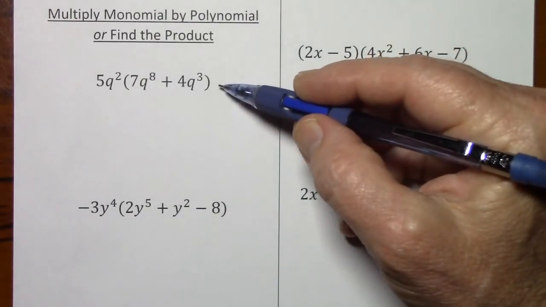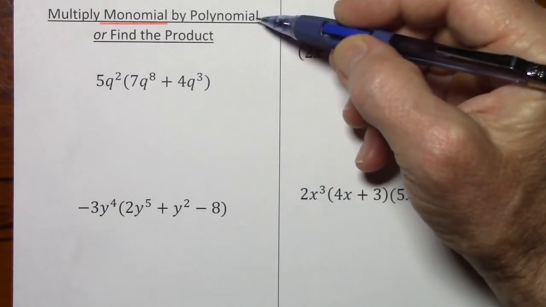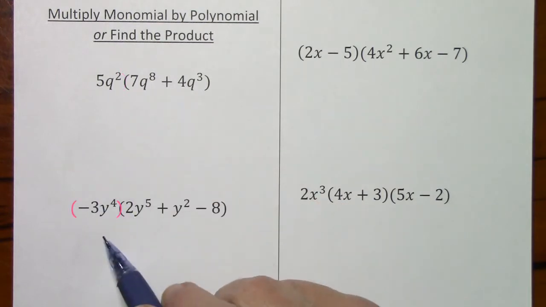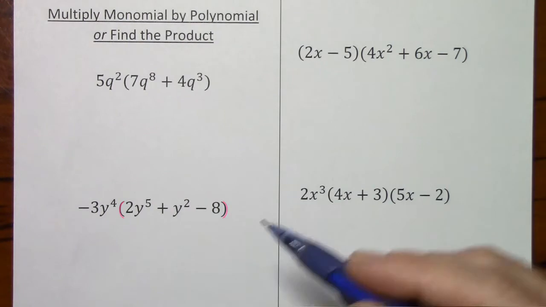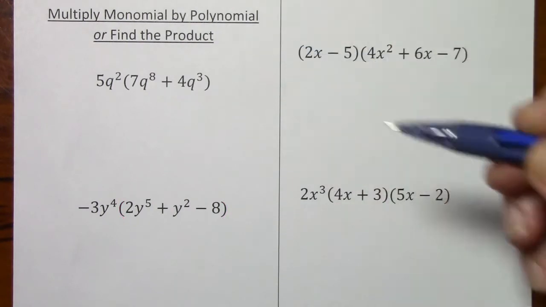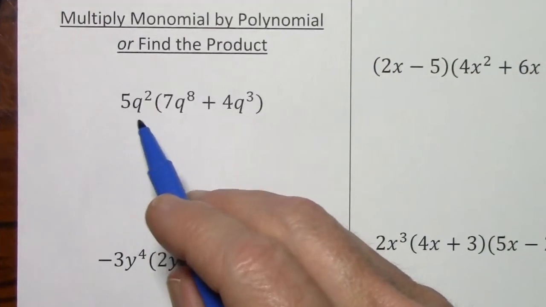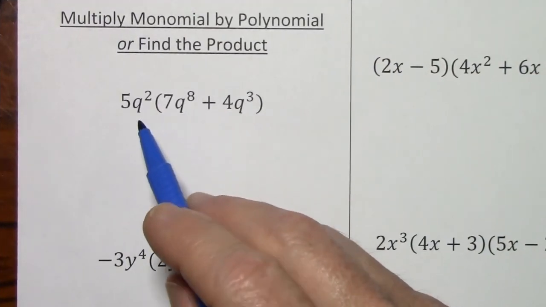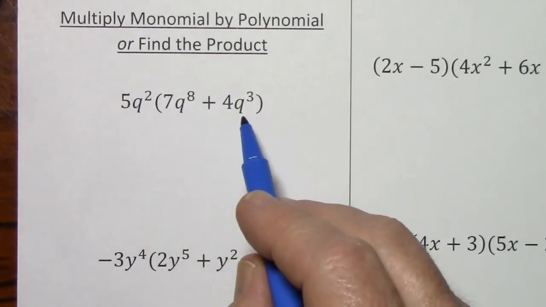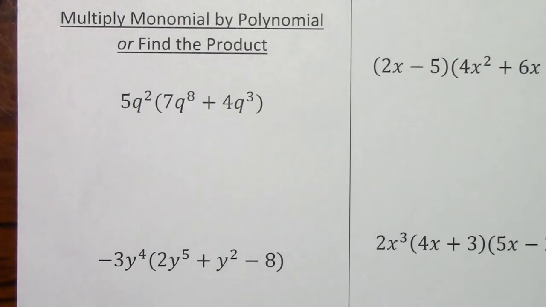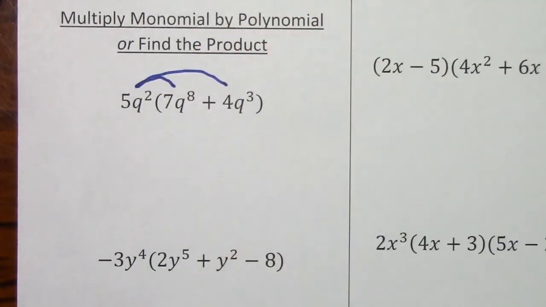Now we have two more examples where we're asked to multiply a monomial by a polynomial. That's what we have in the parentheses. Or they could simply say find the product. Regardless of what's written, when you have a number or variable outside parentheses, this indicates you're to multiply this by each term inside parentheses. So we'll distribute the 5q squared to each term.